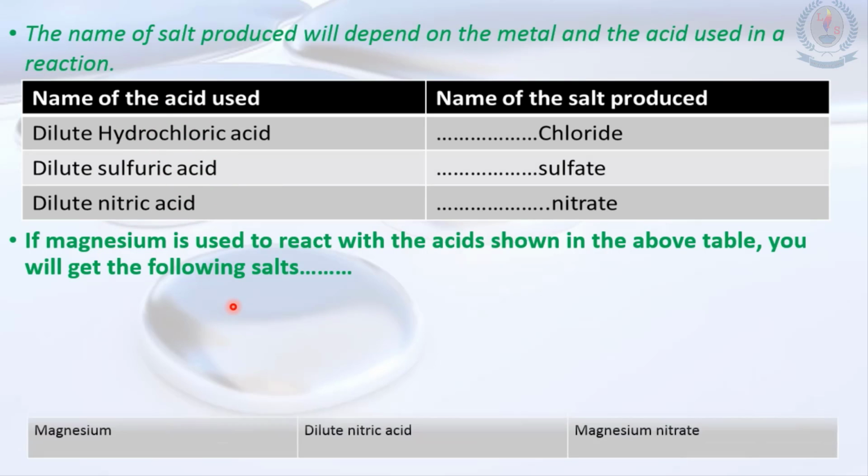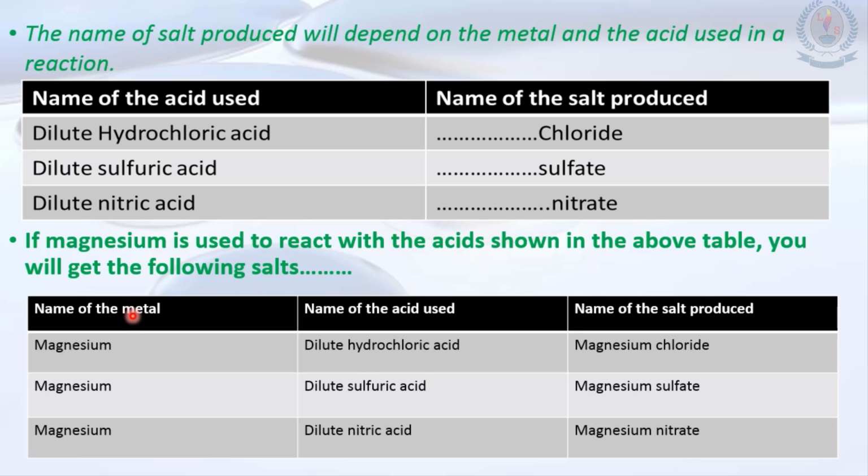these following salts. Here I have given three columns. The first column gives you the name of the metal. The second column gives you the name of the acid used. Then here I have given the name of the salt produced. So when magnesium metal reacts with dilute hydrochloric acid, as we learned earlier, it will form magnesium chloride salt. Can you see? The magnesium part comes from the metal. The chloride part comes from the acid.